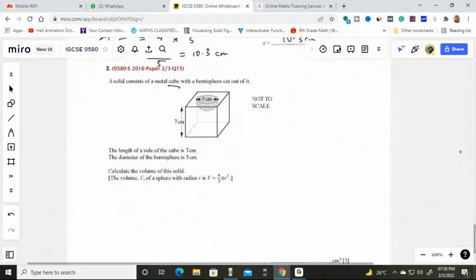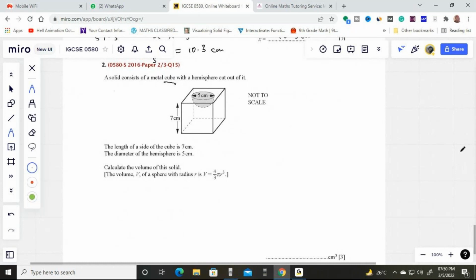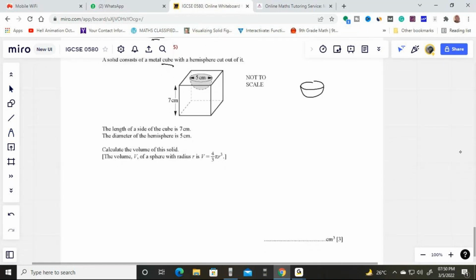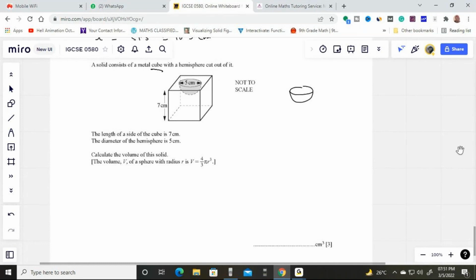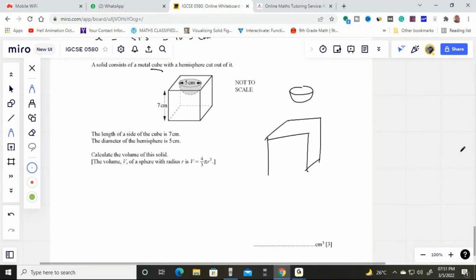So now, a solid consists of a metallic cube. So we are having a solid cube here, made up of some kind of metal. From the solid cube, they have removed this hemisphere portion. They have just cut out this hemisphere from this cube. Now there is a hole. The length of the side of the cube is 7 centimeter, and the diameter of the hemisphere is 5 centimeter. We need to find out the volume of this entire solid. So actually we need to find out the volume of the solid after cutting out this hemisphere. Clear? So actually you are having a solid something like this now. This portion is empty.